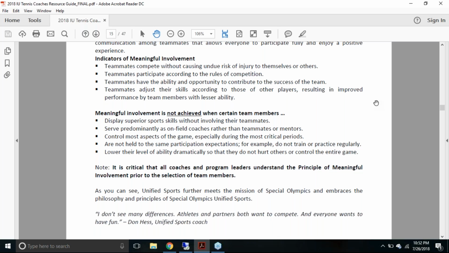So it's critical that all coaches and program leaders understand this principle prior to the selection of team members. As you can see, unified sports further meets the mission of Special Olympics and embraces the philosophy and principles of Special Olympics unified sports.